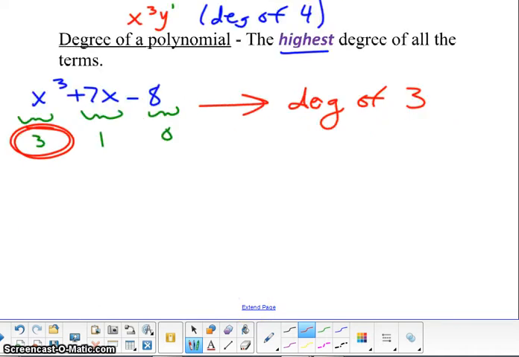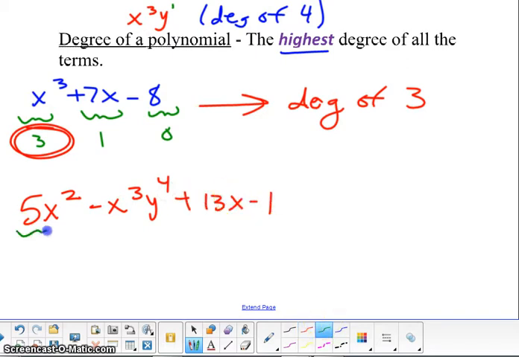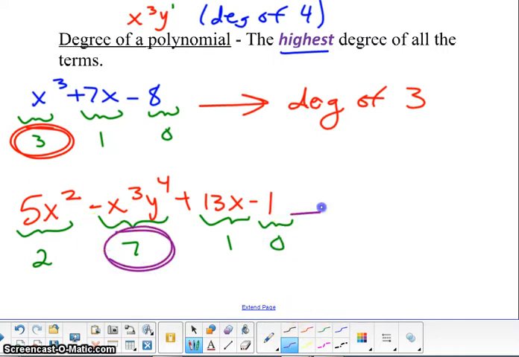Okay, let's try another one. This one I'm going to make as 5x squared minus x cubed y to the 4th plus 13x minus 1. So individually, this one is 2, looking at only the exponents and adding them together. This one is 1, this one is 0. So what I'm going to have to do is take the highest, which is 7, and call it a degree of 7. Okay, so that concludes all of my definitions.